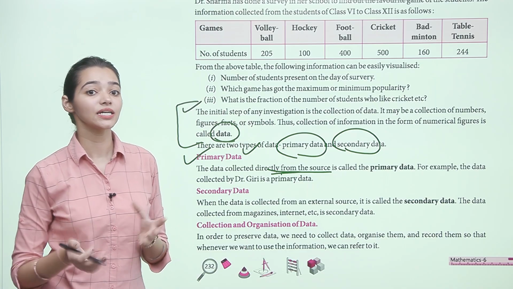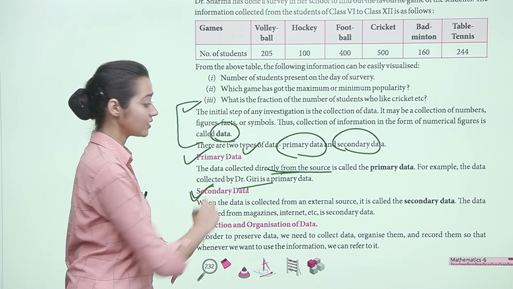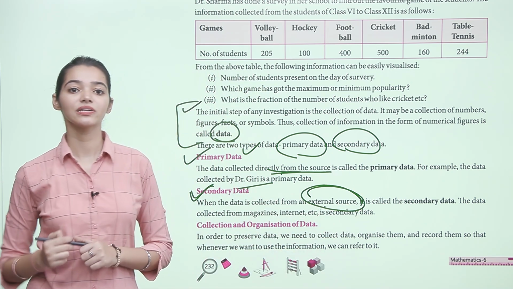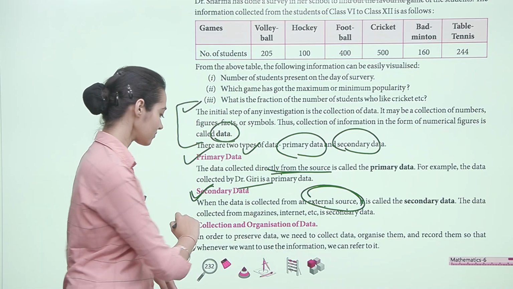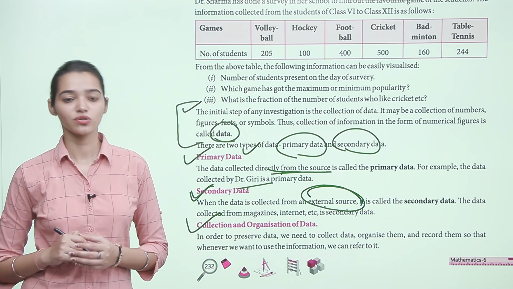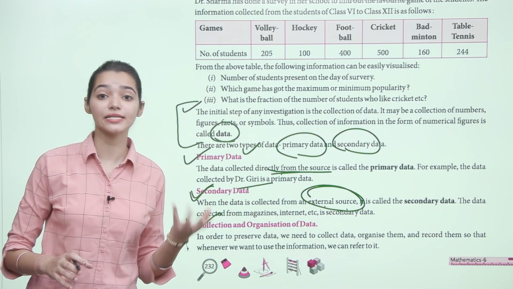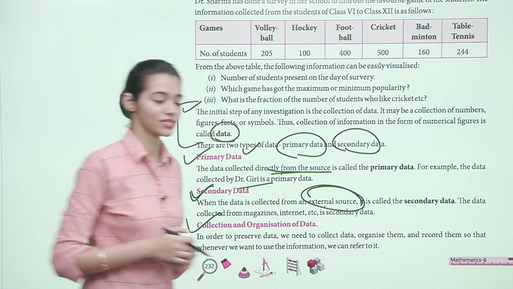For example, the data collected by Dr. Sharma is our primary data, and what is secondary data? That is data collected from an external source, for example data collected from magazines or the internet. Now the collection and organization of data. In order to preserve data, we need to collect data, then organize them, then record them so that whenever we want to use the information, we can refer to it.